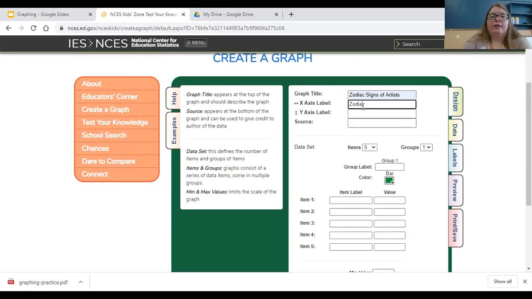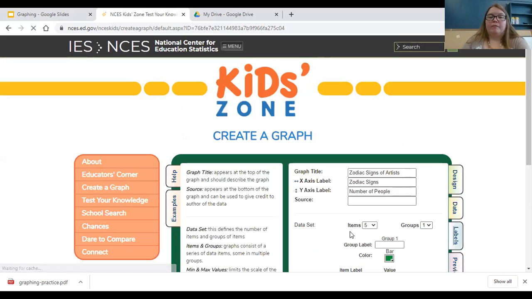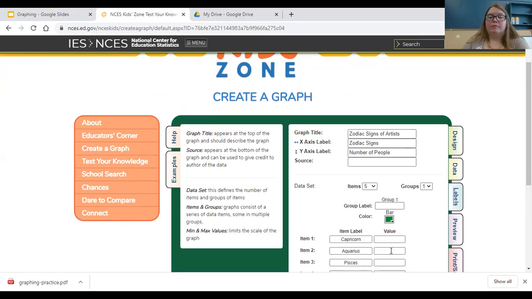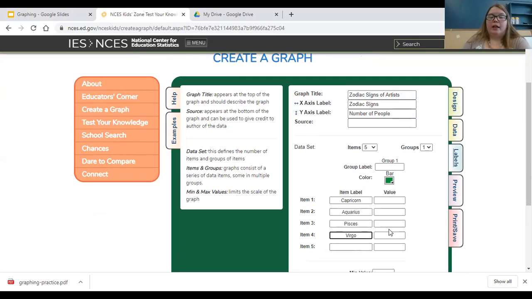Maybe if I could spell, that'd be great. Zodiac signs. Our y-axis was number of people. And so then item label, that would be like our Capricorn, Aquarius, Pisces. Oh no, hold on. Pisces, Virgo. And then whatever numbers we had, it was like 12, 10, 5, 8. I don't think it necessarily matters. Okay, so we put in data.